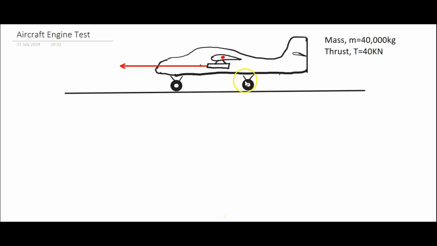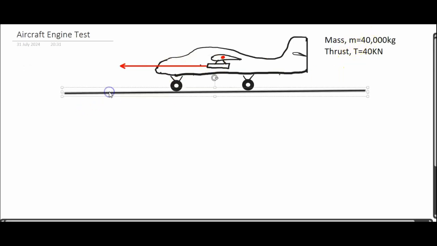There is a brake on the main undercarriage, it's the one at the rear. There's no brake on the front wheel. And we're going to try and work out what the reaction forces are at the wheels with the ground when this engine starts to fire up and produce this thrust. So in order to do that, we are going to have to create a free body diagram.